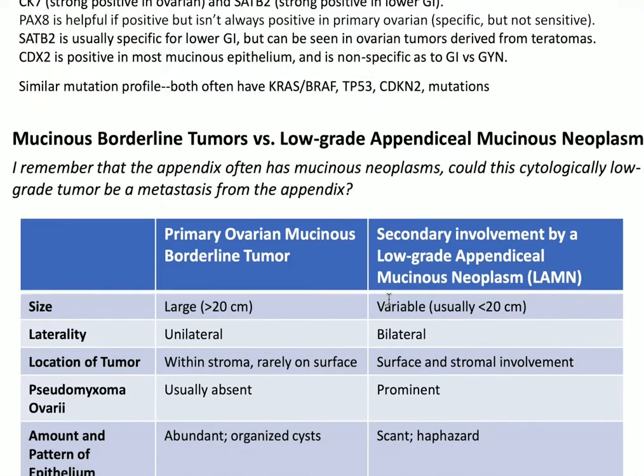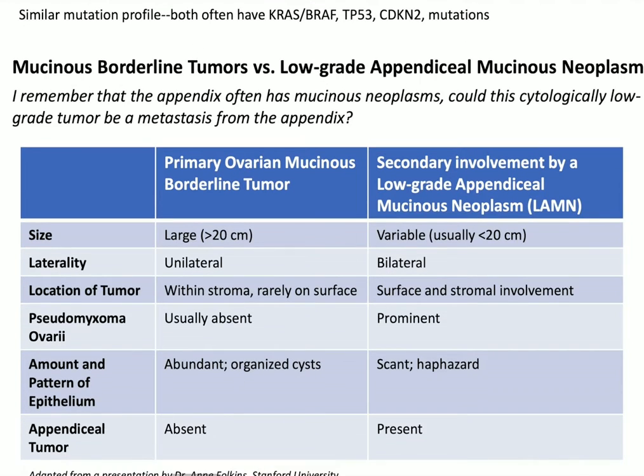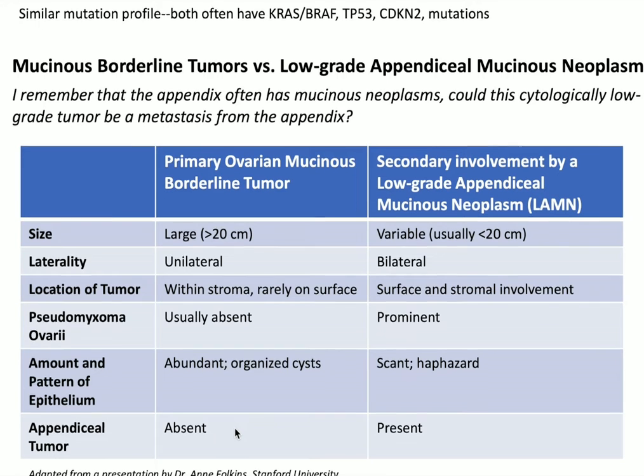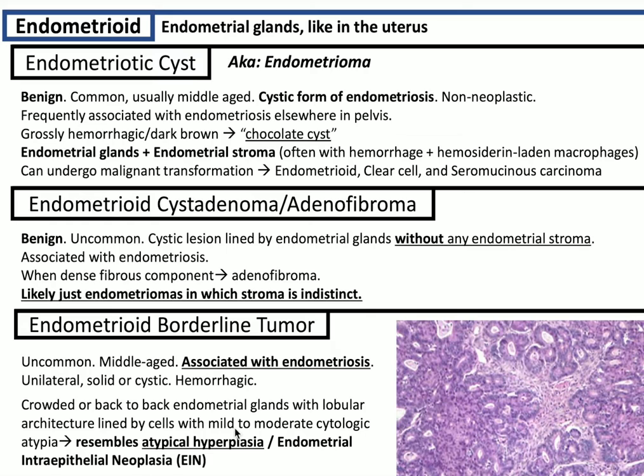In this table, Dr. Schaberg provides, adapted from a presentation by Dr. Ann Folkins, differentiation of mucinous borderline tumors versus LAMN. Size is a big difference, where primary will be larger, more likely to be unilateral, and pseudomyxoma ovarii will be usually absent. Okay, let's talk about endometrioid epithelial tumors.